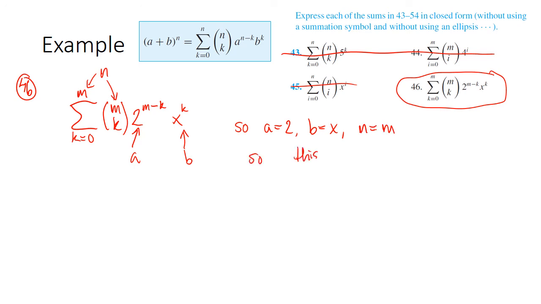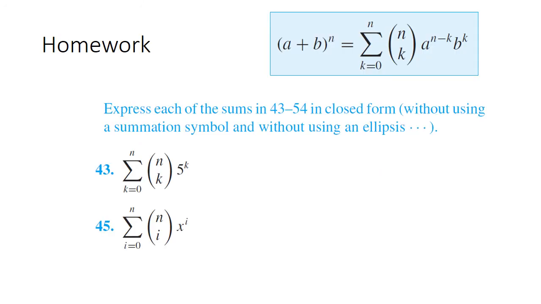So this is a plus b to the n, and using my values for a, b, and n, this is 2 plus x to the m, which I can't simplify any further. Okay. All right, so go ahead and try 43 and 45 and check the answers for those in the back of the book.